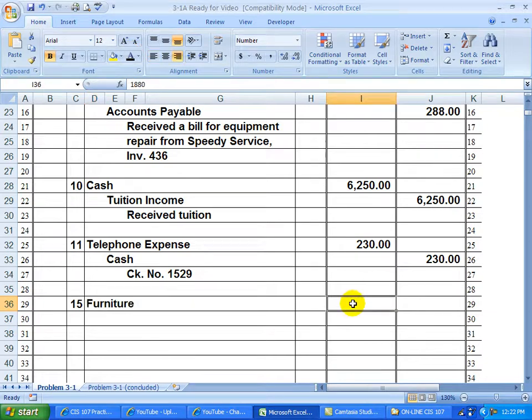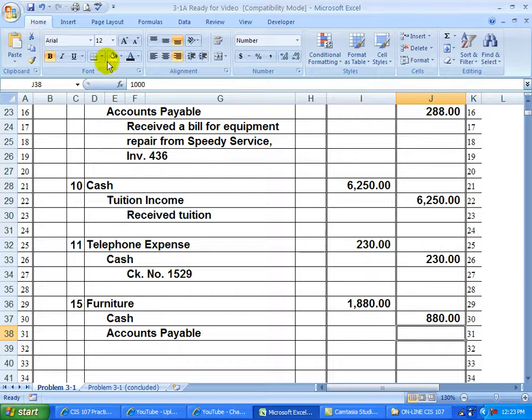And they are worth $1,880. And it says that we gave them $880 in cash, and so cash is going down. That's a credit to cash. So it goes over here in the credit column for $1,880. We still owe some money. We owe $1,000. We're going to pay it later, so that goes into accounts payable.